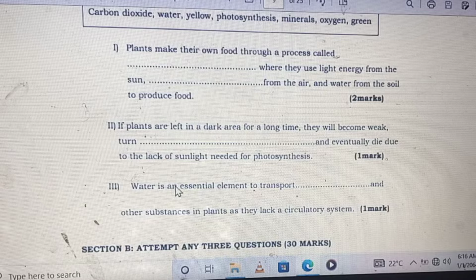I3. Water is an essential element to transport dash dash and other circulatory system. The correct option is minerals.